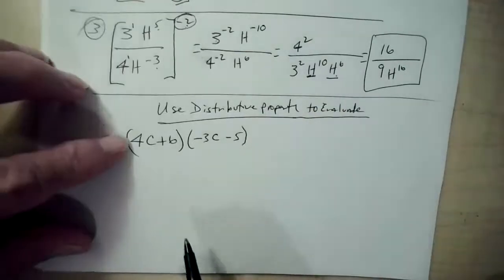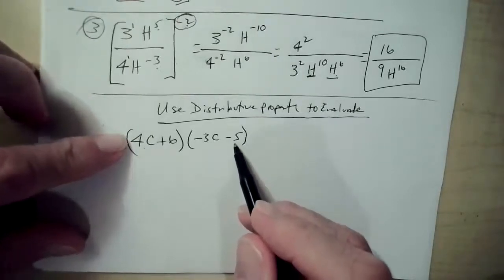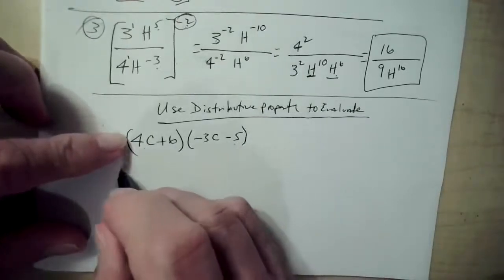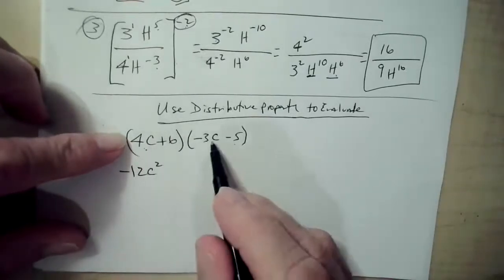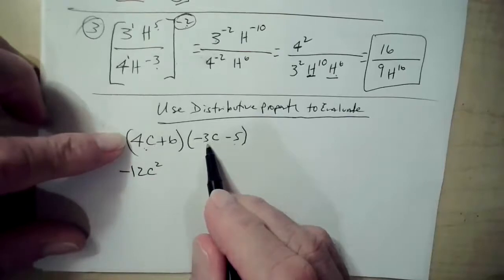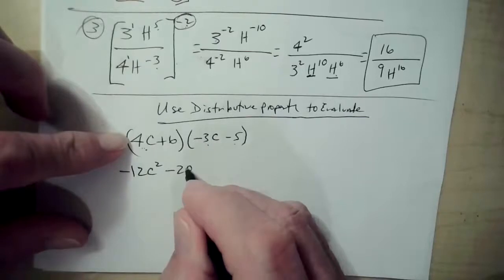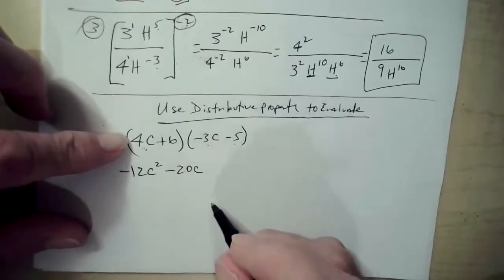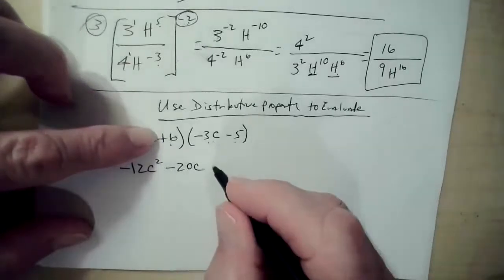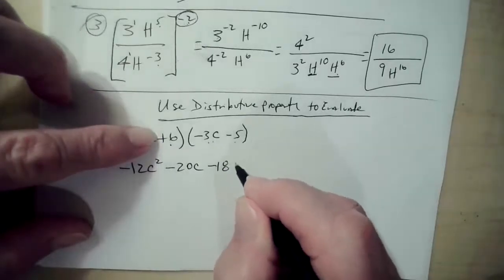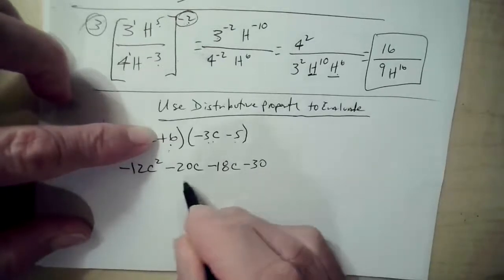Okay, very simple. First, we'll take the 4c and multiply it times everything over here. And we get negative 12c squared, 4c times negative 3. And then 4c times negative 5 is a negative 20c. All right. Now we do the same thing with the 6. 6 times negative 3c is a negative 18c. 6 times negative 5 is a negative 30.